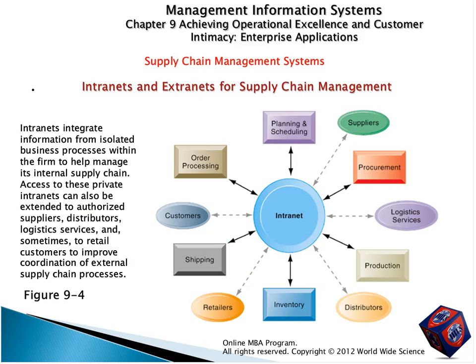Here you can see intranet and extranet for supply chain management. We have our intranet here. The intranet is our company. And in our company, with these arrows, we can have order processing, planning and scheduling, procurement, production, inventory, shipping. All these activities and departments are internal, so they make our intranet. And we may have an extranet by connecting to our customers, our suppliers, logistics services, distributors, retailers. These are within our extranet.